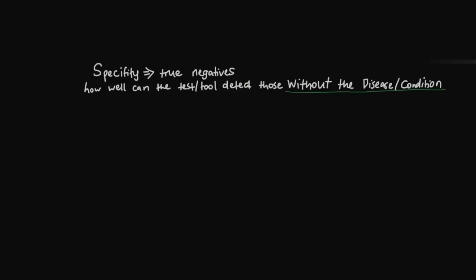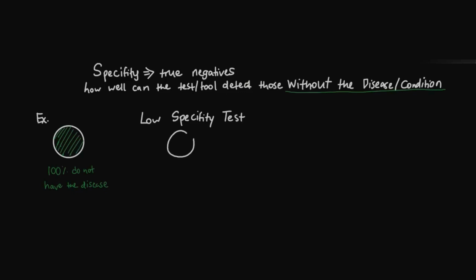So let's say you have 100 people. All 100 people do not have the flu. And so you create a test to detect whether or not a person has the flu. If your test isn't very specific, what's going to happen is you're going to get a small number of people that test negative. So let's say of the 100 people that you gave the test to, 50 get the results back as negative. Our specificity is going to be 50% because 50% of the people tested negative, and in reality they also do not have the disease. So they are truly negative.